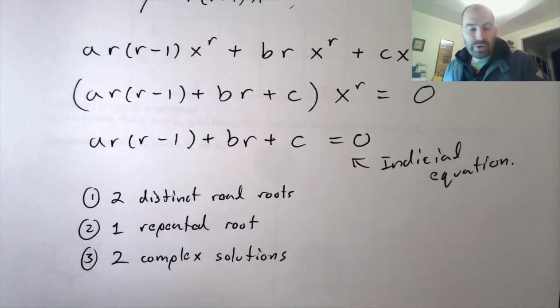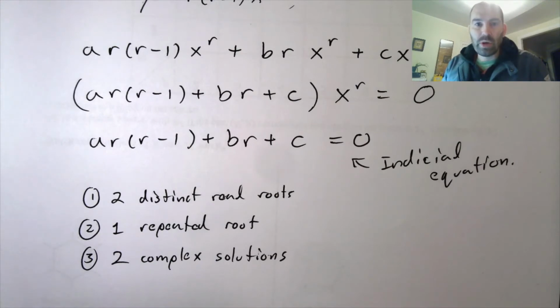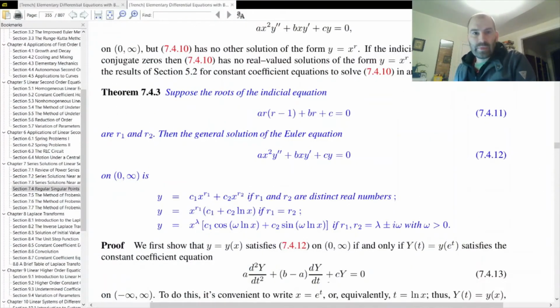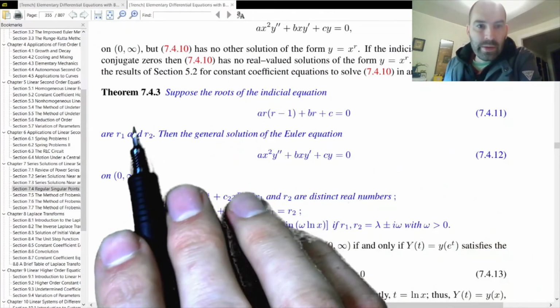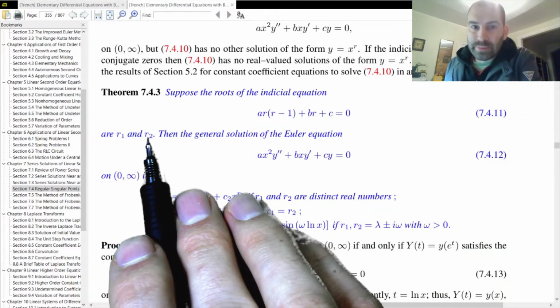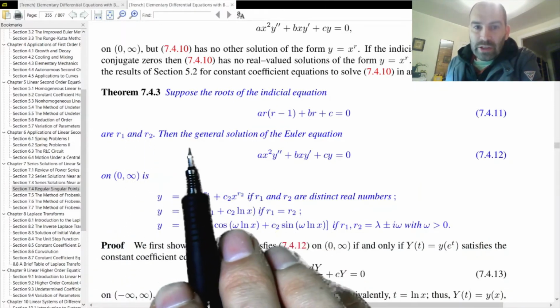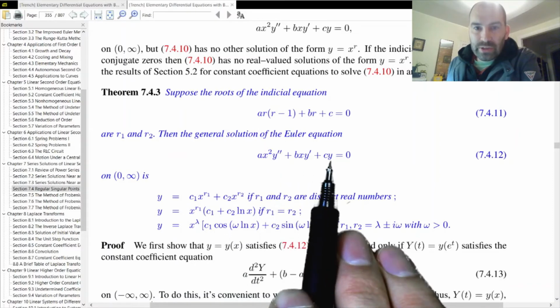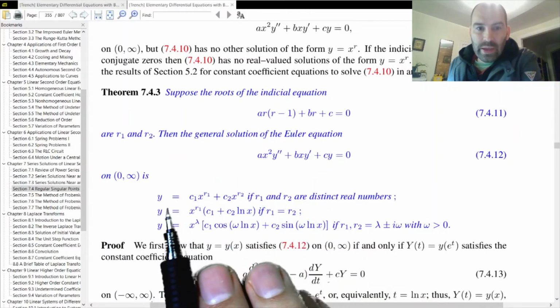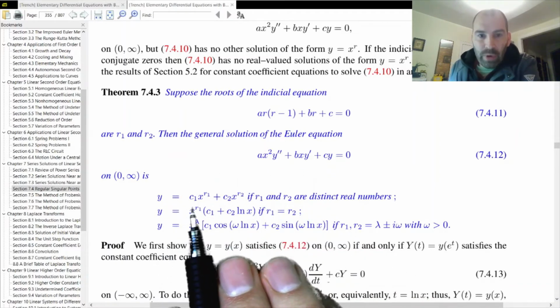Well, what do we do in these situations? Well, there's a theorem that we have that describes exactly what we're going to do. Okay, so let's go take a look at that. So it says, suppose the roots of the indicial equation are R1 and R2. Okay. Then a general solution of the Euler equation is going to be given by one of these three forms.